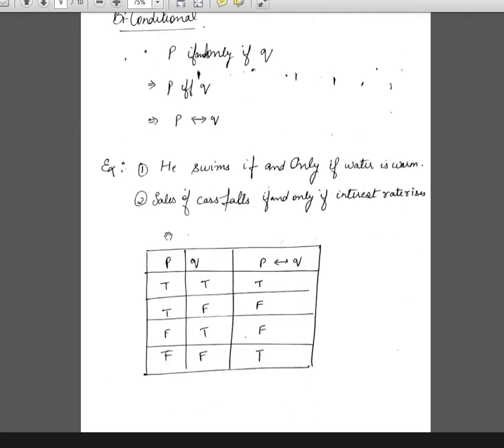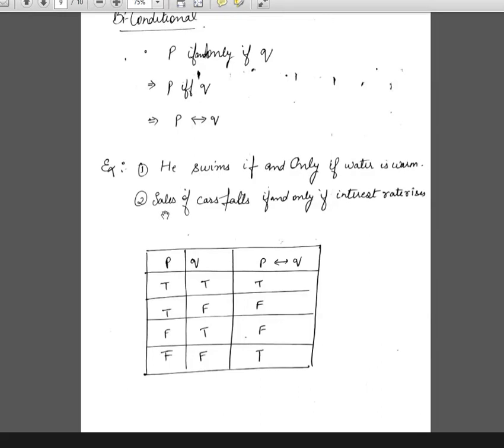He swims if and only if water is warm. Because anyone can swim if water is warm, and if water is warm, then anyone can swim. It is warm, not hot. It is warm water, not hot water, so anyone can swim. So he swims if and only if water is warm.